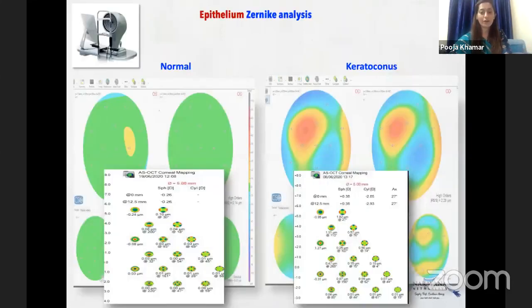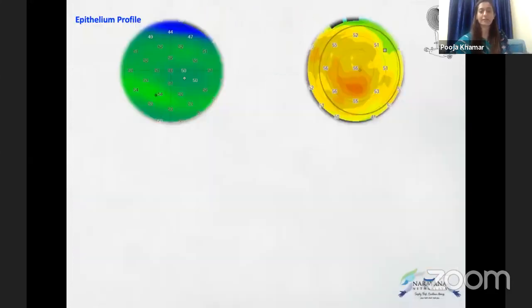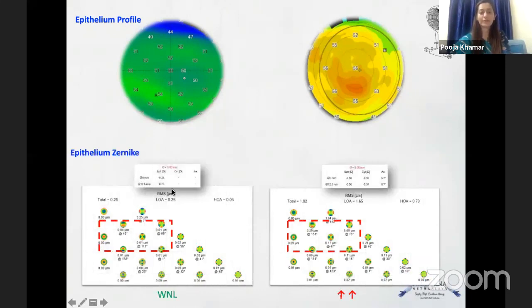Till now, we were not able to quantify it, but now we can actually see what is happening at your epithelial level. So let's see two different epithelial profiles. The first one is a regular one. The second one is an irregular one. If you see here, the aberrations are within normal limits, and here they are a bit higher than normal. But interestingly, there is a significant amount of cylinder present from the epithelium in these eyes compared to that of normal. Here, there is no cylinder present.